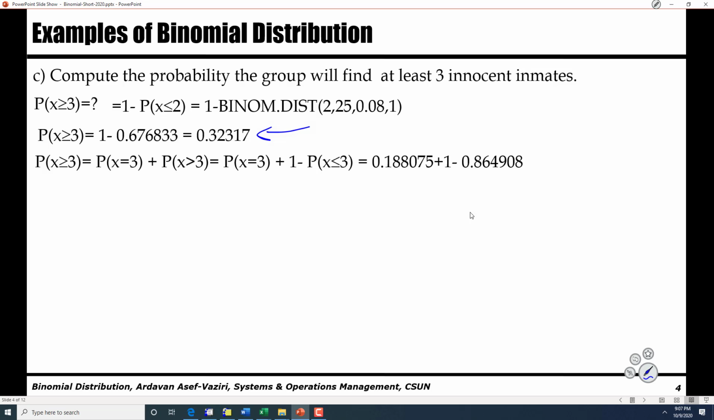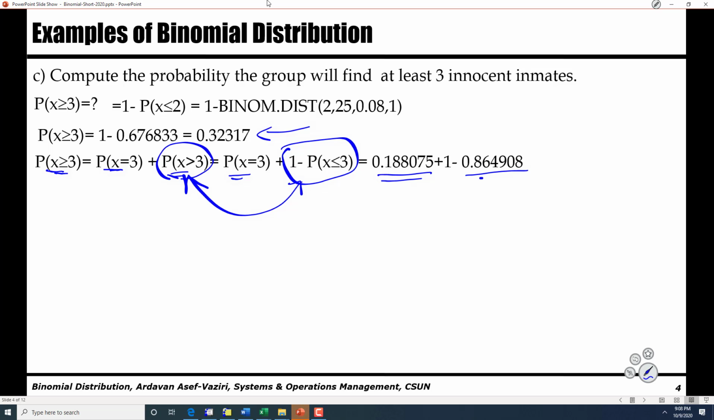We could have done this also. We could have said the probability of x greater than or equal to 3 is equal to the probability of x equal to 3 plus the probability of x greater than 3. And the probability of x greater than 3 is 1 minus the probability of x less than or equal to 3. These two are the same. That is what we did over there. And this is the probability of x equal to 3.